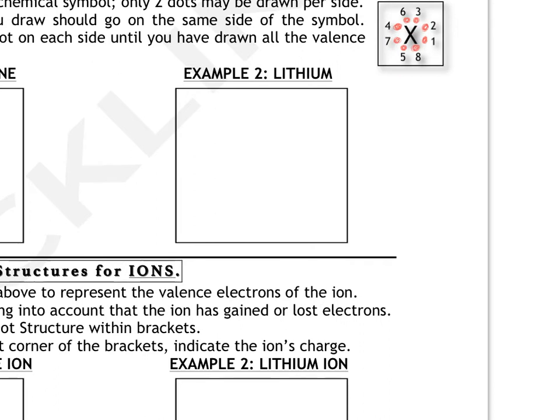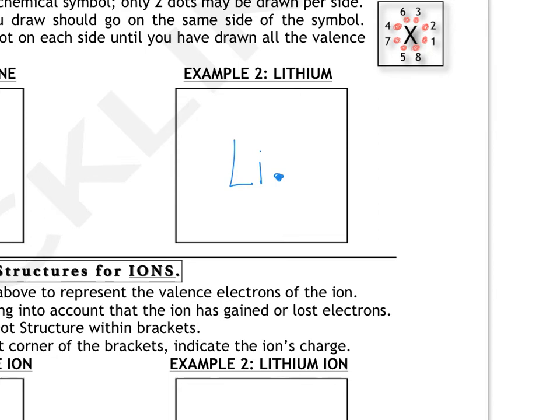Another example could be lithium. It's in group 1, and therefore it has only 1 valence electron. This is going to be really, really hard, so get ready for it. Done. Okay, so I have a little bit of a sense of humor there, but that was not a hard one.